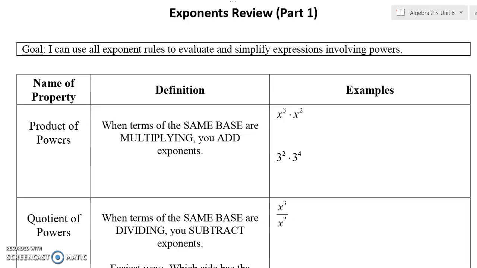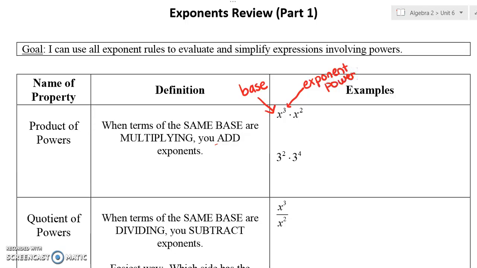Alright, the first property that we're going to be talking about is the product of powers. This is when you have the same base and they're being multiplied and they have exponents, and in this case what we do is we add their exponents. So just terminology wise, in this case the x is called the base and that little 3 right there is called the exponent. I might also say the power, just so you know. It means the same thing.